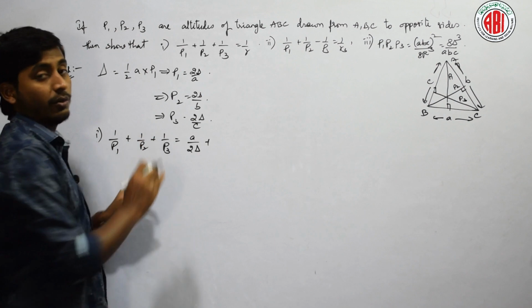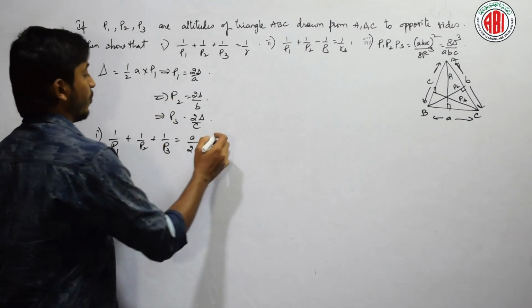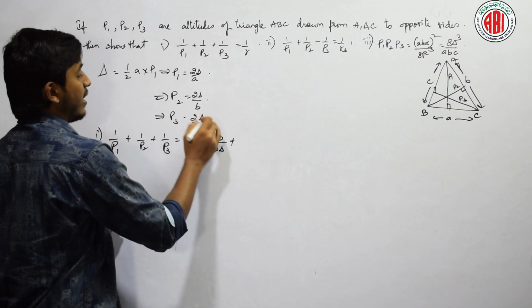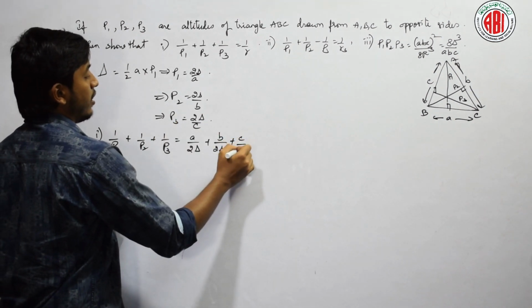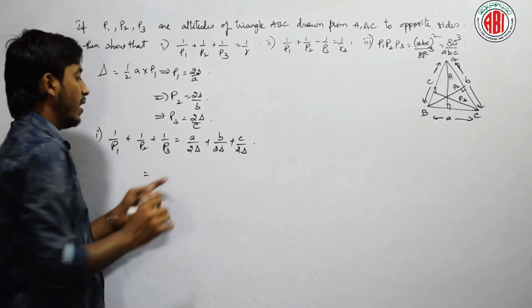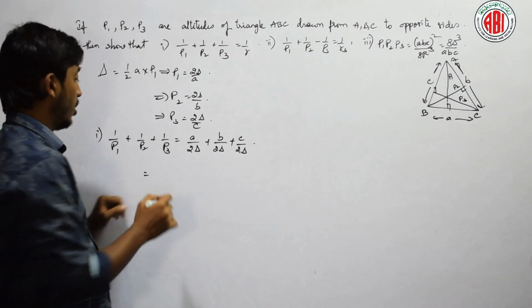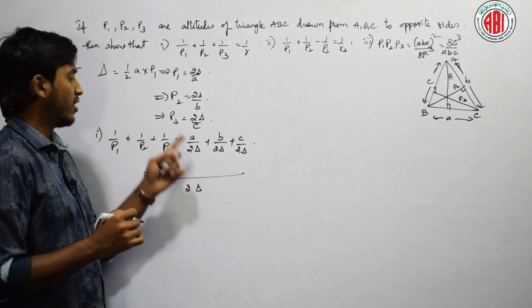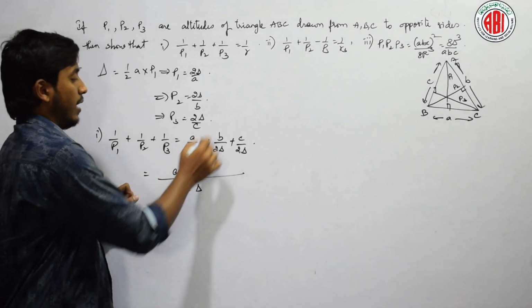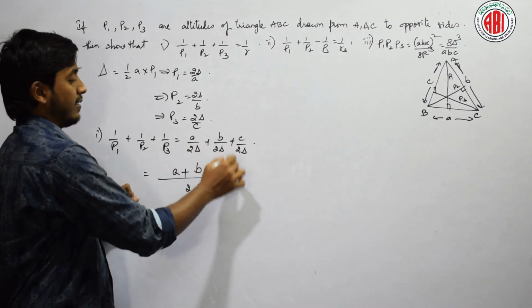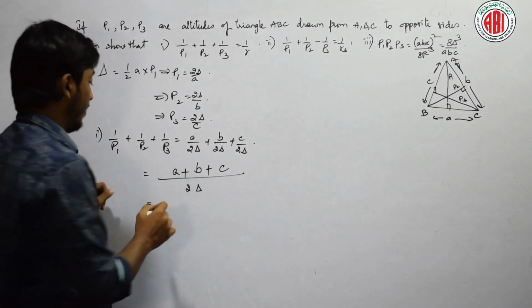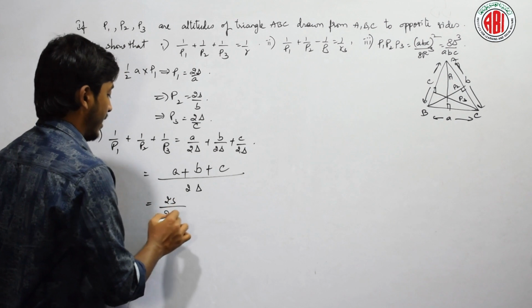What is 1 by P2? Reciprocal of P2, that is B by 2 delta. P3 is C by 2 delta. Now take the LCM. What is the LCM here? 2 delta. What is the numerator? A plus B plus C. What is A plus B plus C? That is my perimeter, which is 2S by 2 delta.